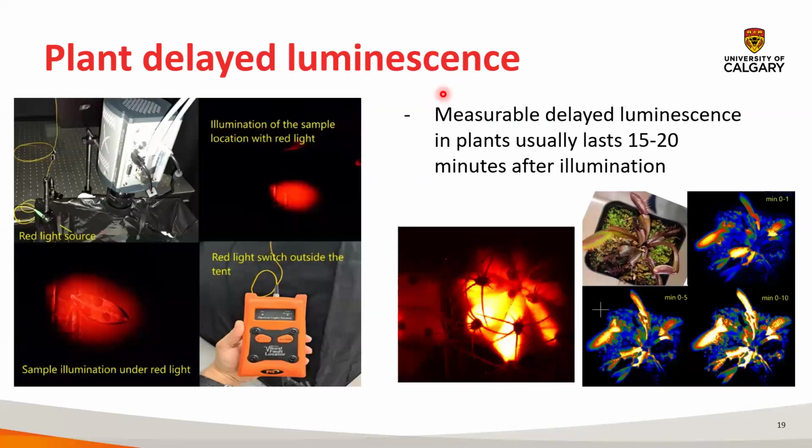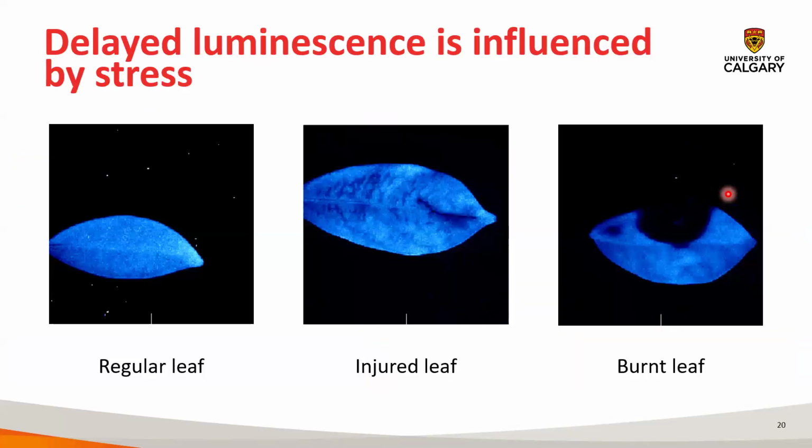So, yeah, plant delayed luminescence usually lasts about 15 to 20 minutes after illumination. As you remember, this is our setup for how we do delayed luminescence experiments. And these are some examples of different plants that we've done. This is a cactus, and this is a Venus flytrap, with images accumulated for different amounts of time. So you can see that we have a reliable camera to capture the delayed luminescence from these species. And we also found that delayed luminescence is influenced by stress.